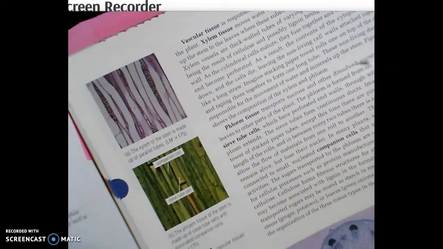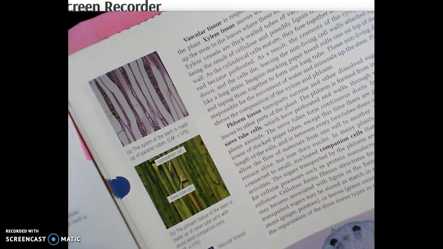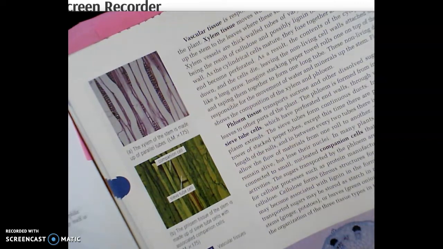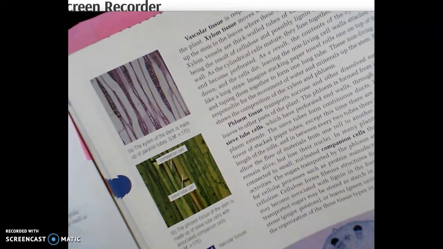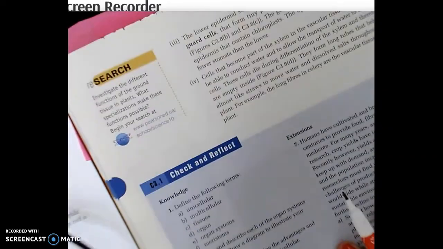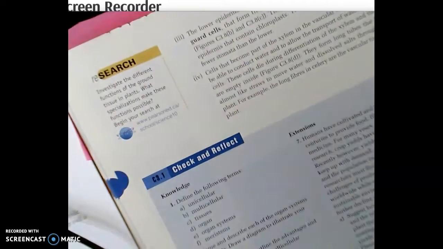And phloem is for taking the sugars made in the leaves, and here it is. Sugars transported by the phloem are used to provide energy to the rest of the plant, specifically making cellulose. Not cellulite, that's on your legs, when you have all the fat in clumps. Cellulose, and that's what we use to make paper. Okay, guard cell stomata, we talked about that already.